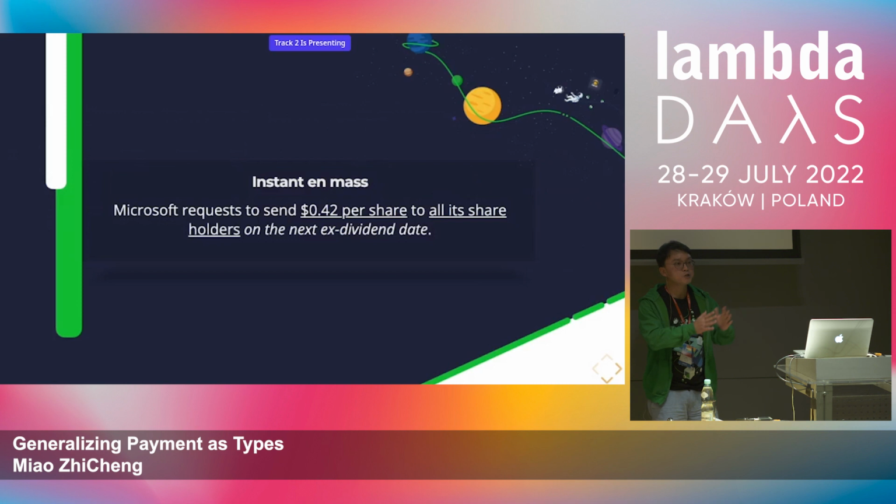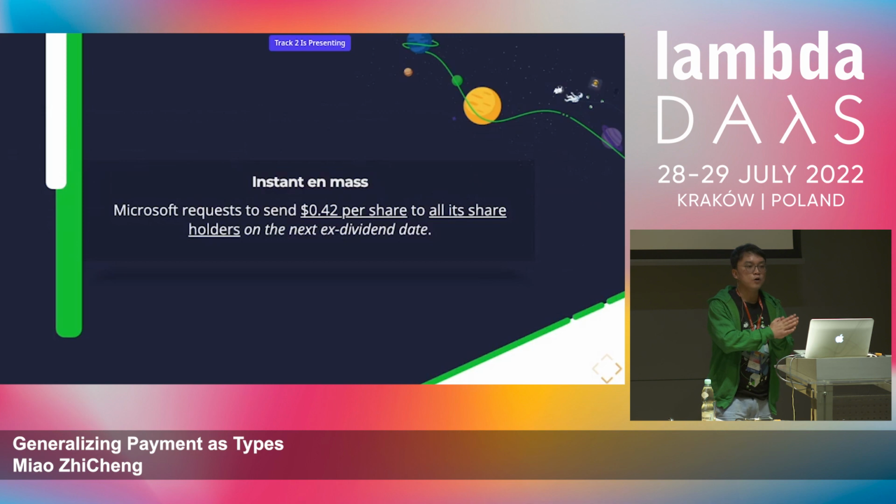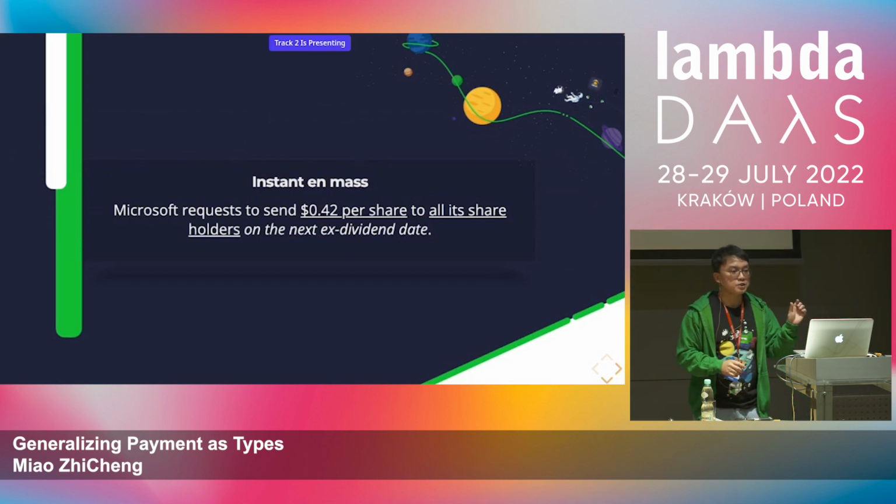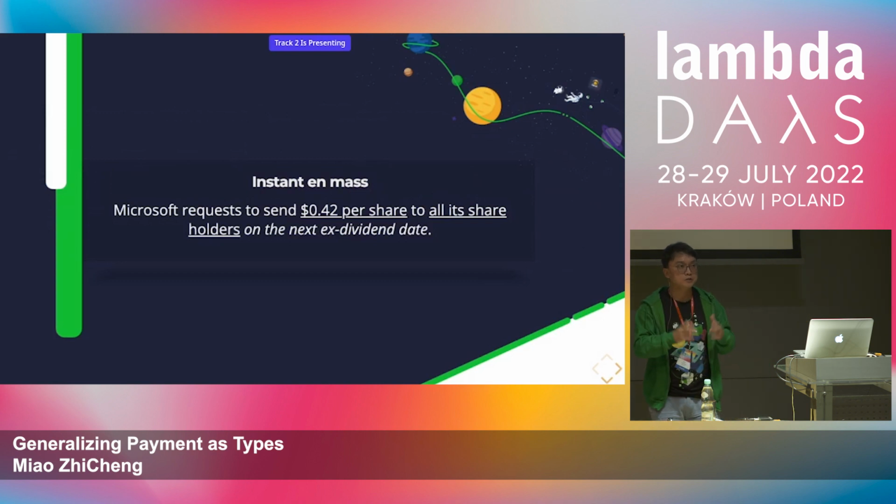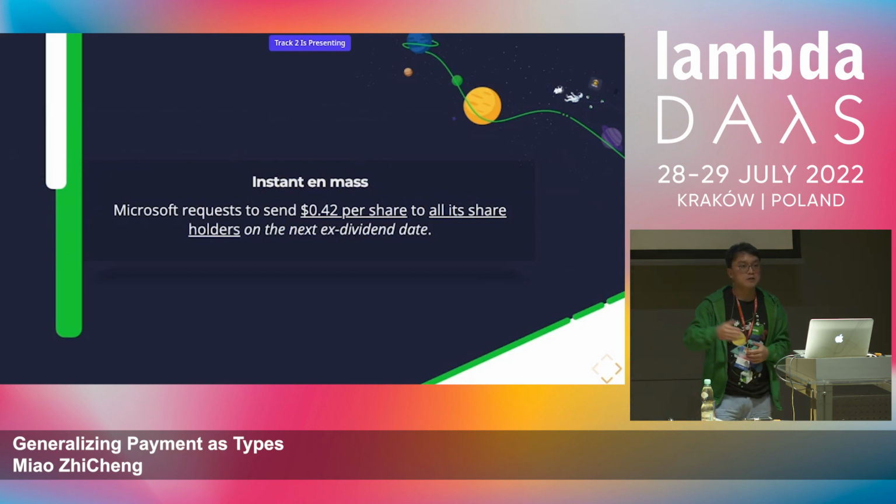Another one, instant en masse. What do I mean? For example, Microsoft requests to send 42 cents per share to all its shareholders on the next ex-dividend date. So what are the components here? First, the sender is Microsoft, and the recipients are all its shareholders. So it's no longer one-to-one, it's en masse. And the number is measured not by amount, not by streaming rate, but by 42 cents per share. That's another way of measuring the amount of money you should send. And the date is also no longer now, but the next defined date, called the ex-dividend date.